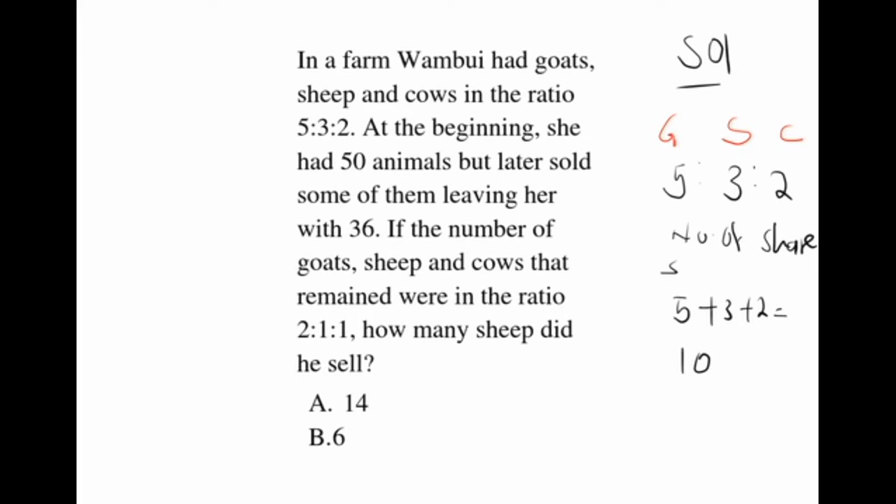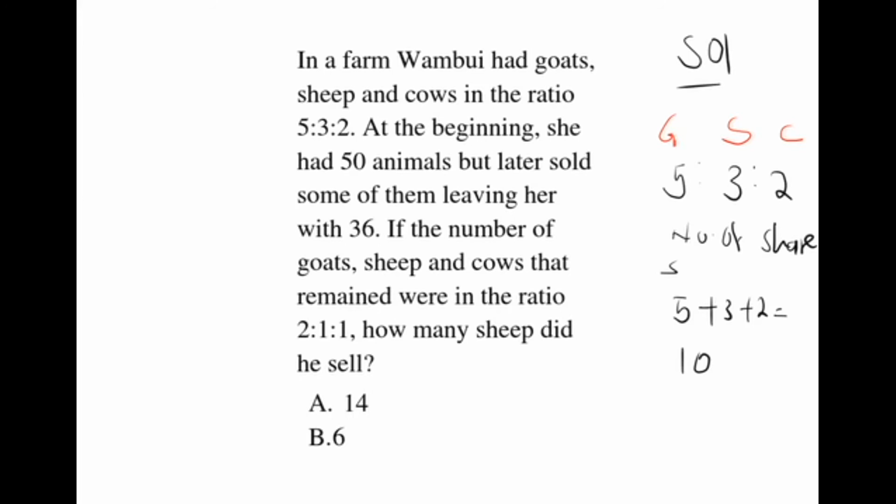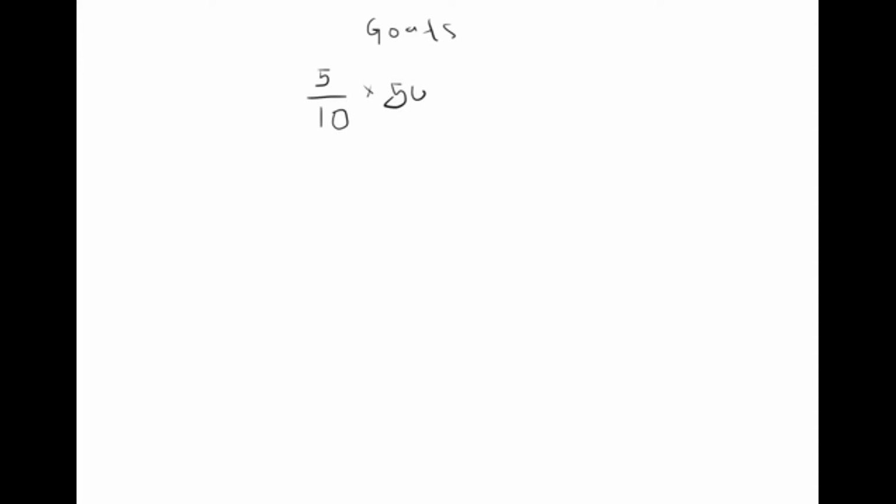If the number of shares here are 10 and we are told that at the beginning she had 50 animals, therefore we can get the number of goats, the number of sheep, and also the number of cows she had. Therefore we can proceed as follows. Goats: (5/10) times 50. We multiply by 50 because at the beginning she had 50 animals. Therefore, we can now simplify. By 10, 1. By 10, 5. 5 times 5 gives you 25. So she had 25 goats.